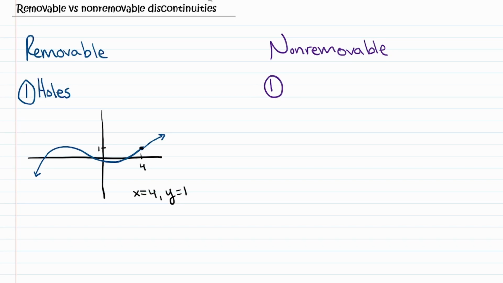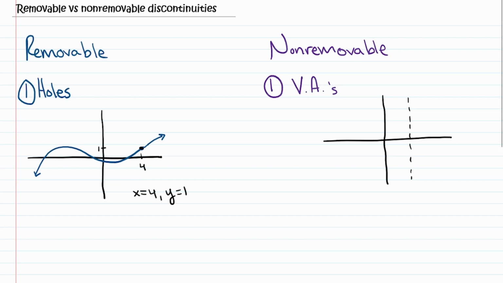The first one is going to be vertical asymptotes. These look really similar to holes algebraically, but we'll go into more detail on that in another video. On a graph, these are denoted by a little vertical dotted line. Essentially the function gets really close to that value on the x-axis, but it never quite reaches that x value. And these are non-removable discontinuities.